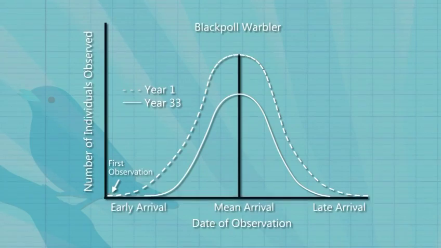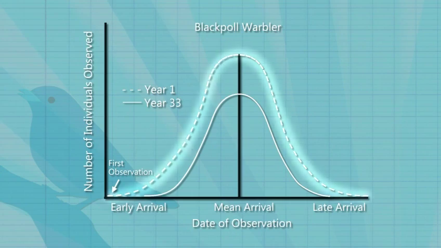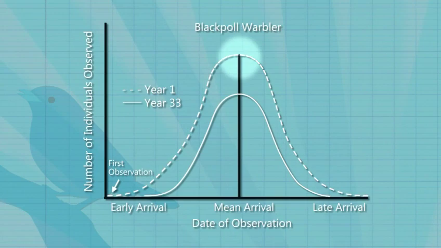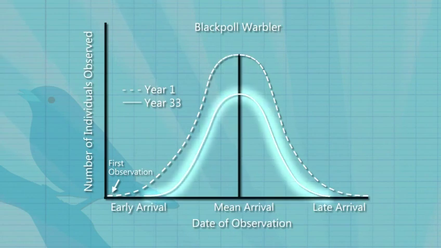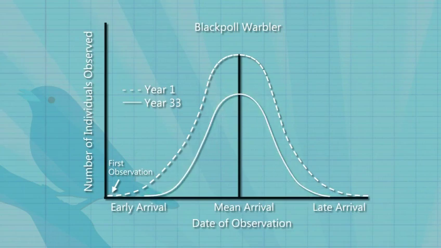Check out these normal curves showing migration data for the black-poll warbler. The y-axis measures the number of individual birds observed. In year 1, many more birds were caught at Manomet, which you can see from the higher peak. By year 33, fewer birds were passing through. What's interesting is that while the mean stayed the same, the first bird now arrives later in the season.